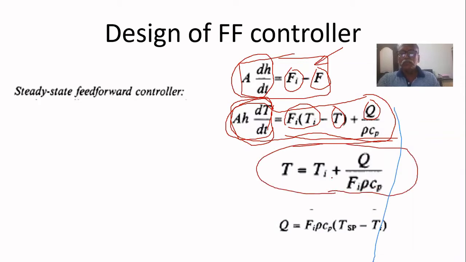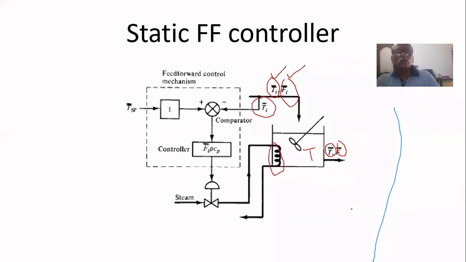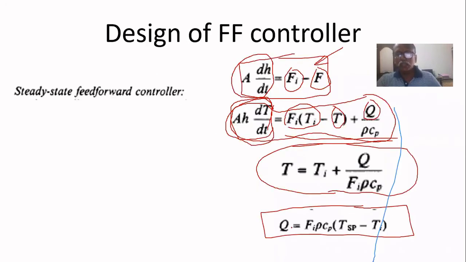What is our aim? Our aim is, therefore, Q equal to Fi rho Cp multiplied by (Ti minus T). So you can manipulate this equation like this to get Q. This is the controller at steady state: the amount of heat required to keep T equal to the set point. That's why this T is replaced by T set point.